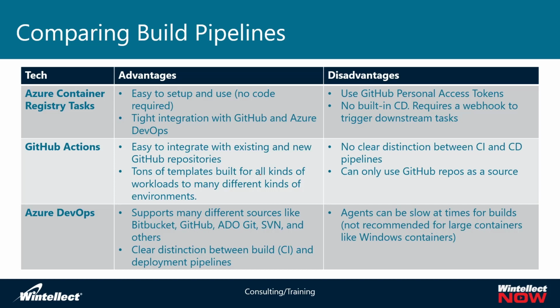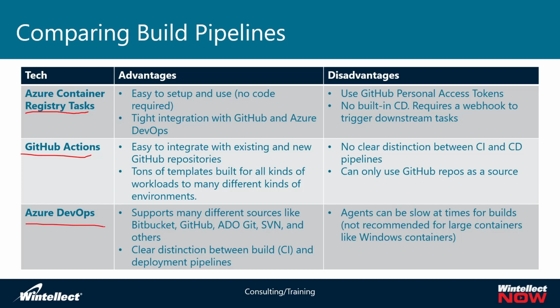So the three ways to do this that we saw today: we looked at Azure Container Registry tasks, we looked at GitHub Actions, we looked at Azure DevOps, all three different ways to build containers on Azure. And they can all deliver container images into an Azure Container Registry, which we can use to manage our containers on Azure. So all three of them integrate well with Azure Container Registry and container workflows.